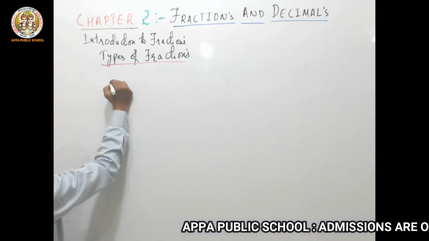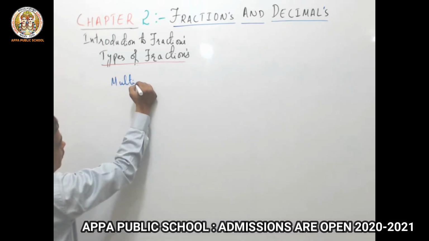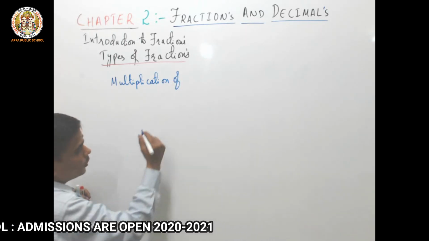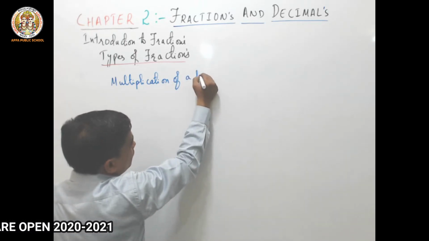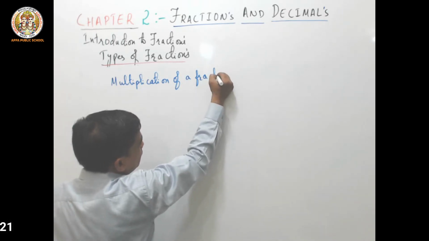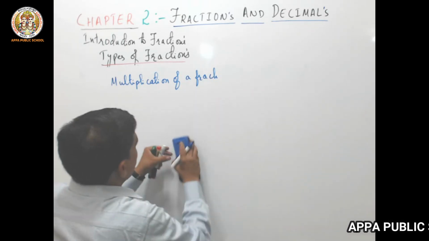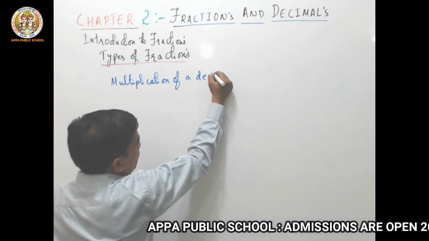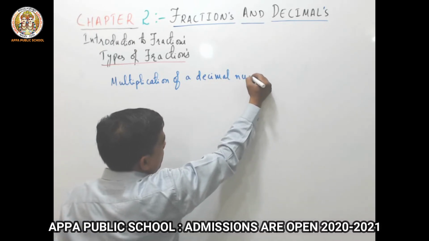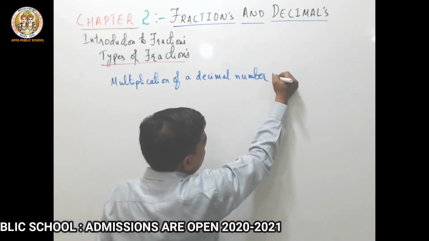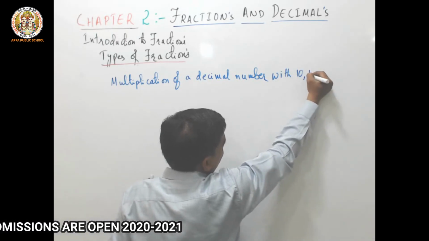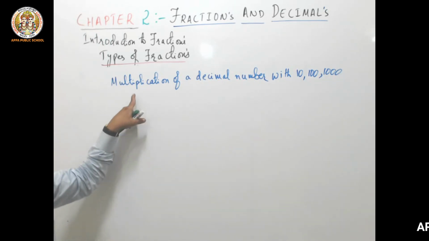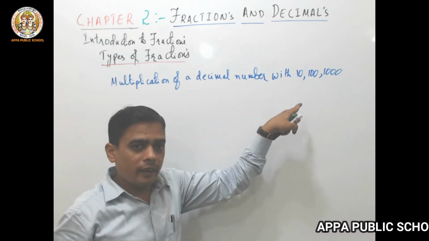So one more, that is multiplication of a decimal number with 10, 100, 1000. Okay. So what I will explain here is multiplication of a decimal number with 10, 100 or 1000.